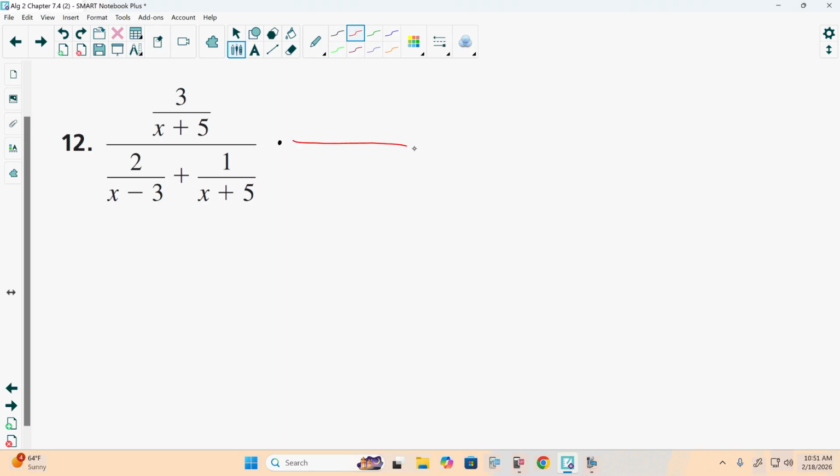Three over x plus 5, all over 2 over x minus 3 plus 1 over x plus 5. Again, we need to look at the 3 denominators, the 1 on top and the 2 on bottom, to see what we need to multiply everything by to get the fractions to simplify out, so that we don't have fractions on top and bottom. What is one of the expressions we can multiply everything by? x minus 3, yes.